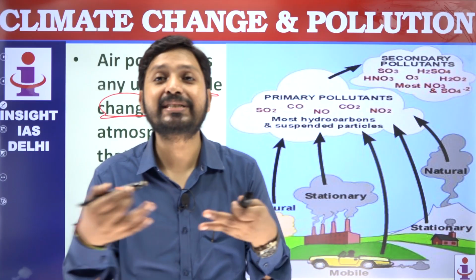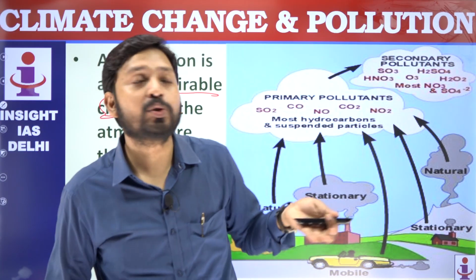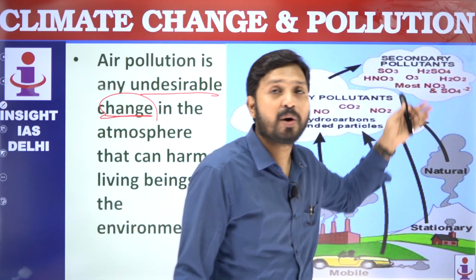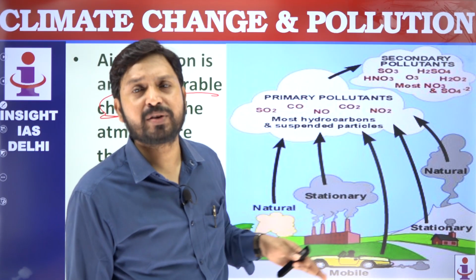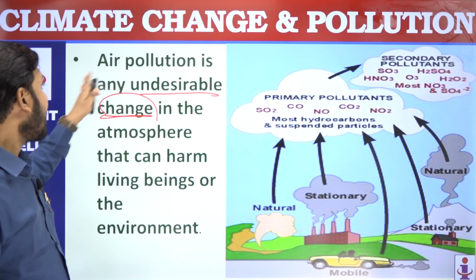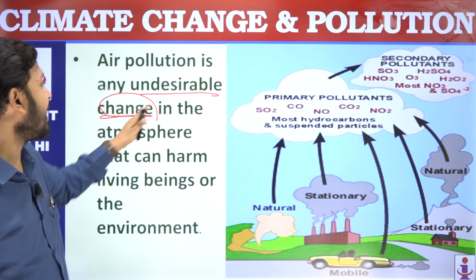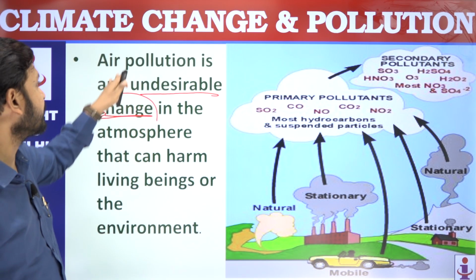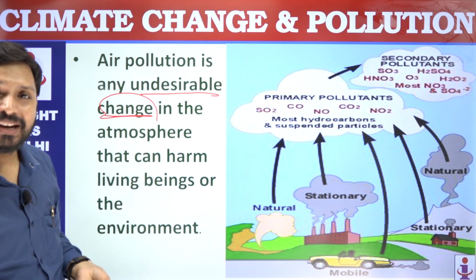When these primary pollutants react with each other, they lead to new pollutants, which are called secondary pollutants, and the best example of a secondary pollutant is ozone. So these are changing the composition of the atmosphere, which has undesirable impacts. That is why it is called air pollution.